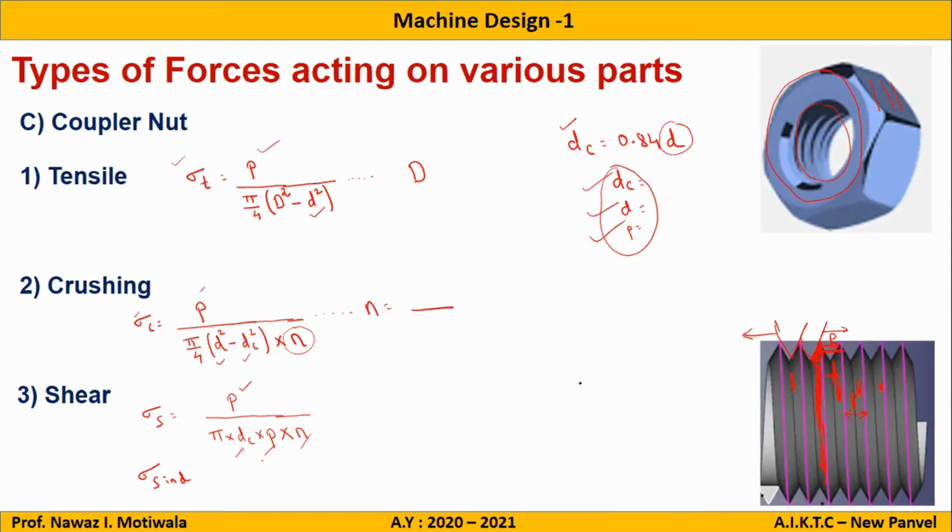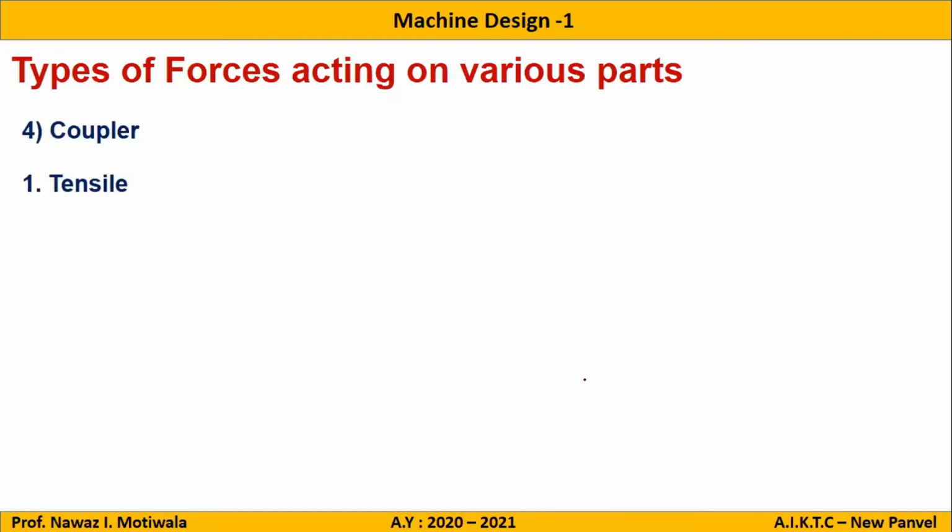Now what is the next part? Yes, the next part is the coupler. And for the coupler we know that there will be only tensile force acting. Outer diameter is D2 if I consider it a circular section, and the inside diameter in the diagram is given as D1 for the coupler. And this will be the area it will break.